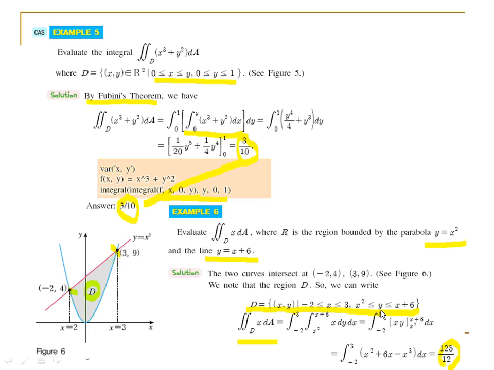Then we integrate the function with respect to y first, and then with respect to x next, because we have a variable here first, then constants here next. So Fubini's theorem gives us the freedom to choose what to integrate first. We integrate x with respect to y from x squared to x plus 6, which is this. Then we integrate this with respect to x from -2 to 3 to get 125 over 12.